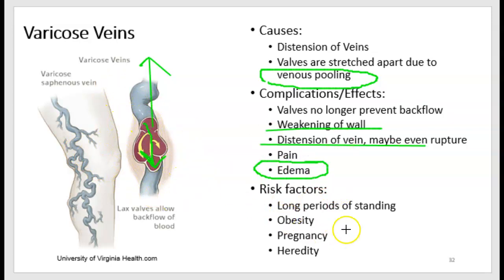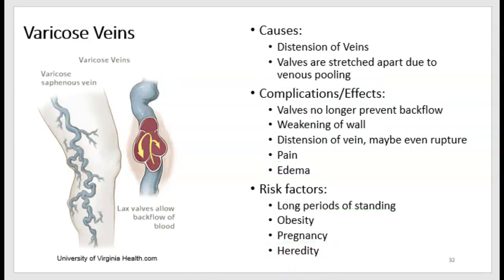because the blood is sitting here pooling in the veins. And the risk factors for developing this is partly hereditary, okay, but also long periods of standing don't help, obesity, and related to that would be pregnancy, because you're putting a lot of weight on the lower extremities, and that can lead to venous pooling.